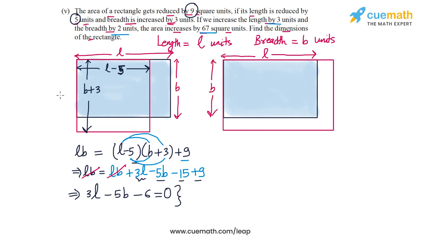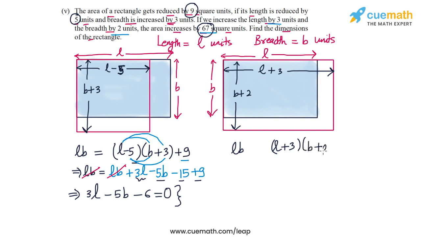And if we increase the length by 3 units, so the new length becomes L plus 3, and if we increase the breadth by 2 units, so the new breadth becomes B plus 2, then the area increases by 67 square units. So the original area is L times B, the new area is L plus 3 times B plus 2, and the new area is 67 units more than the original area. So LB plus 67 should be equal to L plus 3 times B plus 2.